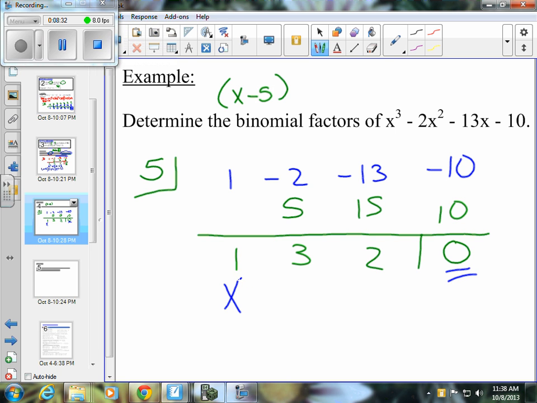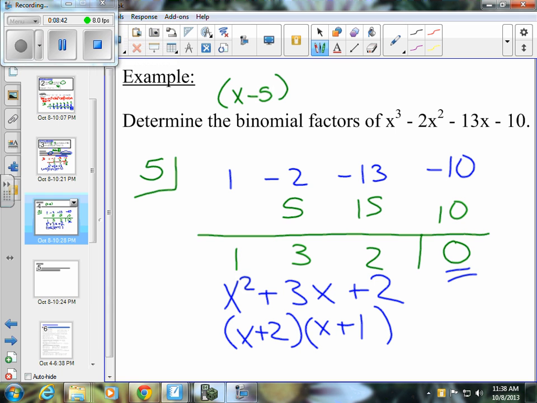And then I can take a look at the polynomial that I have left and see if I can factor that more to get my other factors of this polynomial. So it looks like an x plus 2 and an x plus 1. So if I would have guessed or checked either of those, I would have had the same result. I would have gotten a 0 remainder and I would have been able to factor what was left.